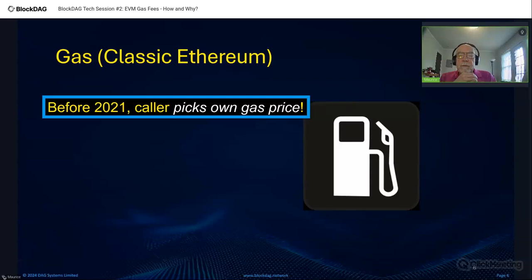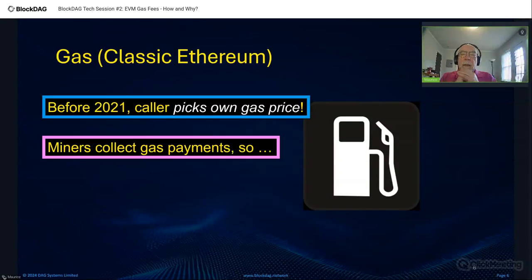So I've been saying that you pay for gas, but I haven't said anything about the price of gas. Now, in classic Ethereum, you set your own gas price. So I can make a call and say, I'm willing to pay so many gigawei. So, I'm willing to pay 5 cents per gas unit. Or I can make a call and say, I'm willing to pay 10 cents per gas unit. It's all up to you.